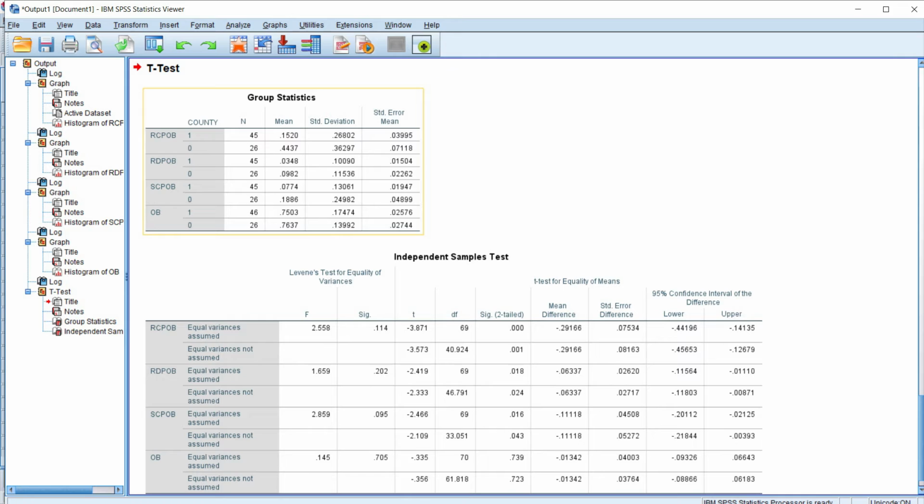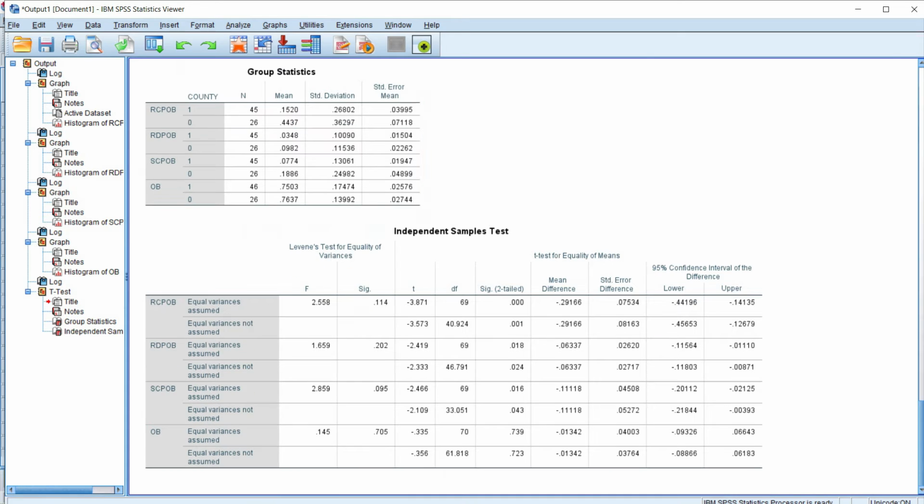So let's take a look at the means themselves. Pretty substantial difference in means for resident cases per occupied bed and resident deaths, and also for staff cases. And very little difference in means here in terms of occupied bed percentages. So about 75% of nursing home beds are occupied. And now we go down to our independent samples t-test.